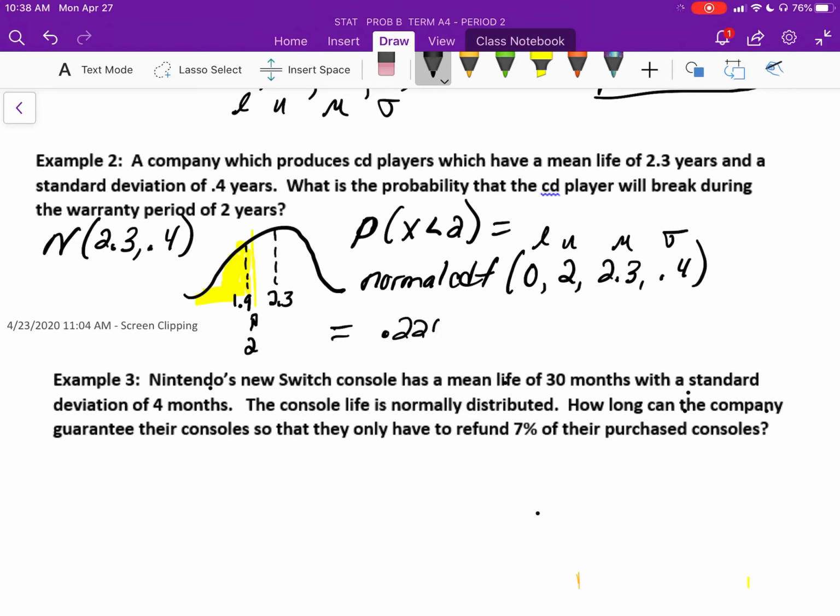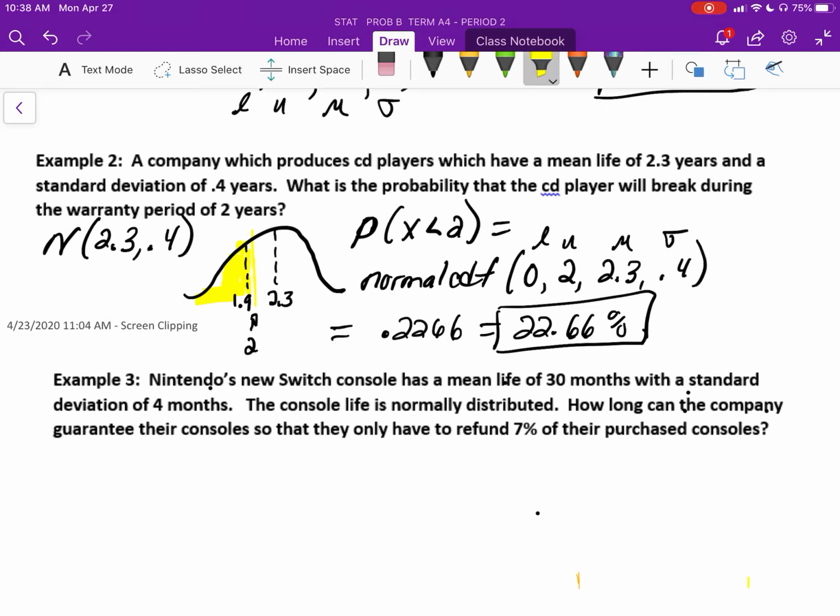If I were a producer, that means that almost a quarter of my CD players are going to break within the first 2 years. So that's of concern. That means 1 out of 4 people are going to be asking me for a new CD player within the first 2 years, and I'm going to have to pay for it. So something must be up with my production if that many CD players are breaking within the first 2 years.